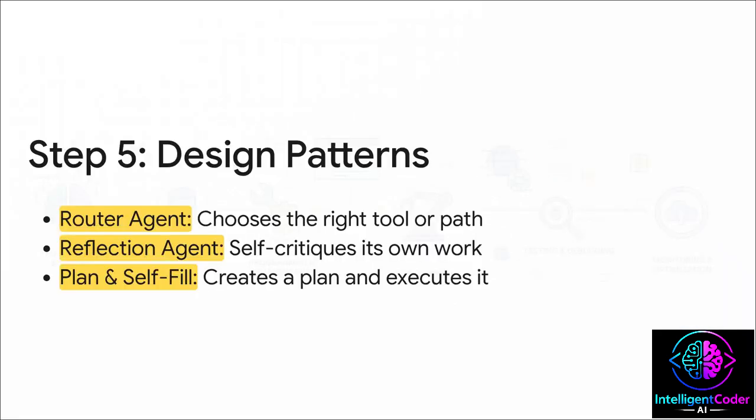Then we get to step 5, which is all about design patterns. This is where you really start to think like an architect. You start using patterns like a router agent, which is basically a smart traffic controller that sends the user's request to the right tool for the job. Or, one of my favorites, the reflection agent. This is an agent that literally critiques its own work and tries again to make it better. It's an incredible way to boost the quality and reliability of your agent's output.